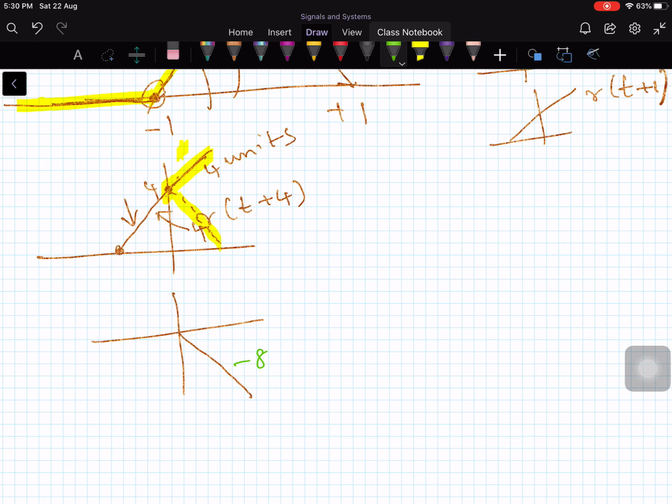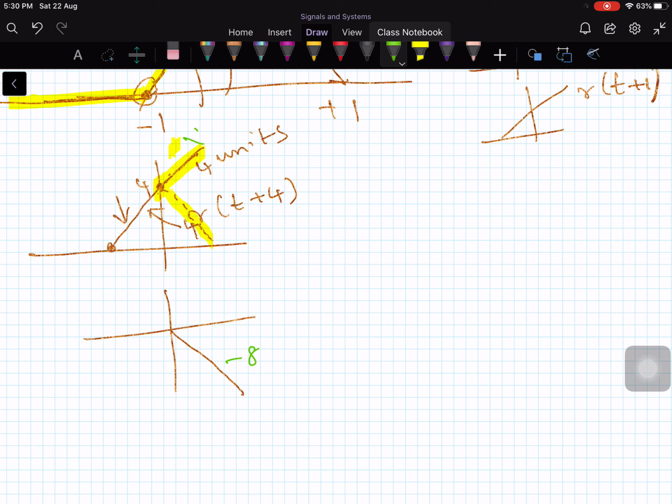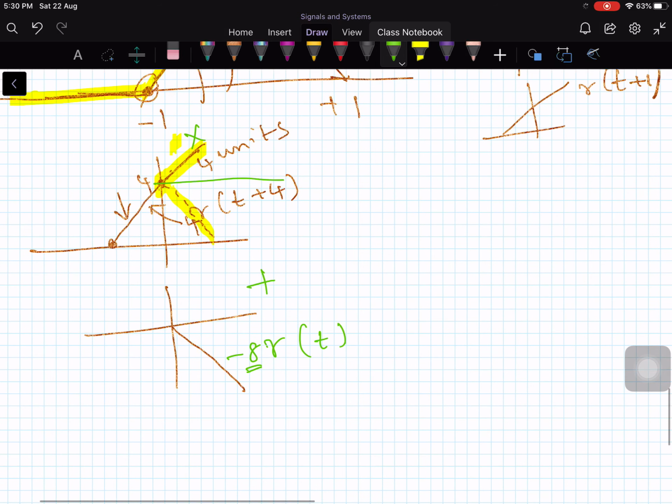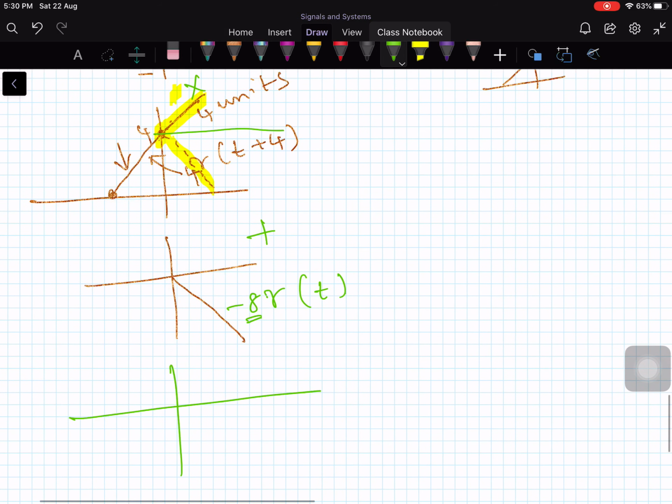That 4 unit slope will be compensated by this guy, and if you introduce only 4 units, then what will happen? It becomes a horizontal line. I don't want a horizontal line, I need to come back. So that's why I put minus 8 here. So this one is minus 8 times r of t. If you add these two guys, then you will get a signal like this. It goes up to this point 4, this is minus 1. So this is described by 4 times r of t plus 1, then it comes down like this.